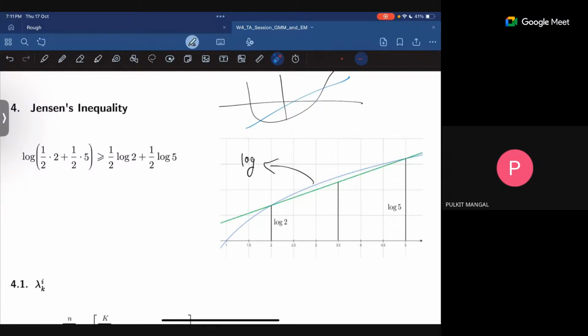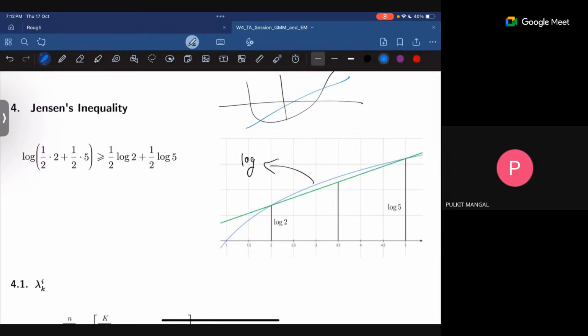Okay, and we will be using the concave function scenario here. As you can see, logarithm is a concave function. That is, if you pick any two points on the logarithm curve and draw a straight line joining those points, that straight line will always lie below the curve between the region of those two points.